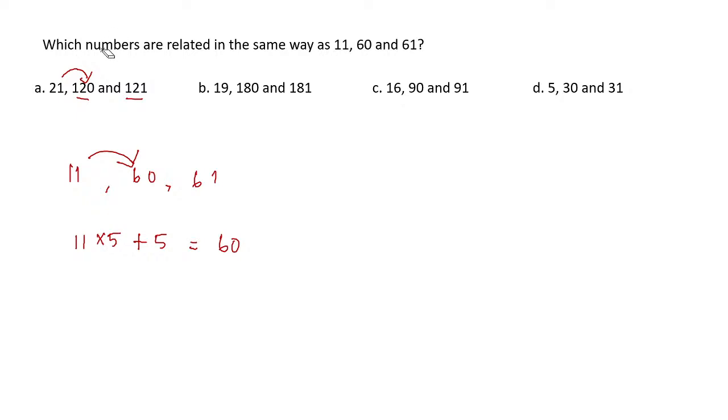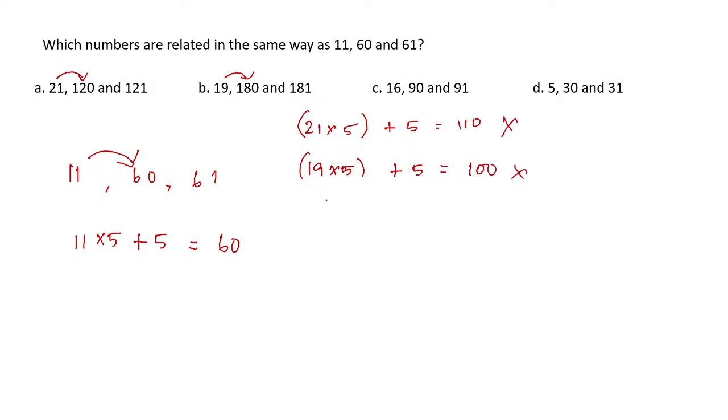We are going to take the first number, multiply it by 5 and add 5 to it. Okay, 21 into 5 plus 5 is how much? 21 5s are 105. 105 plus 5 will be 110. No, it's not happening here. Let's check it with 19 and 180. 19 into 5 is 95. 95 plus 5 is 100. No, this is also not happening. Same here. 16 5s are 80. 80 plus 5, 85. No.